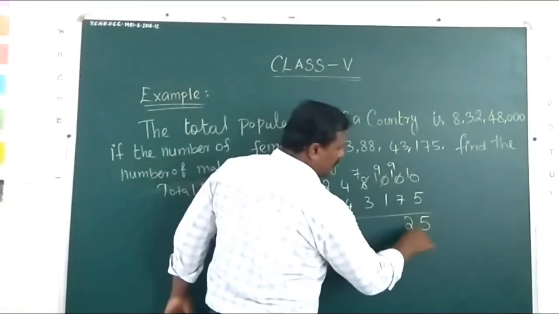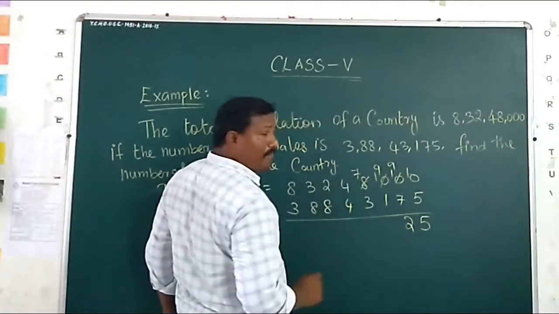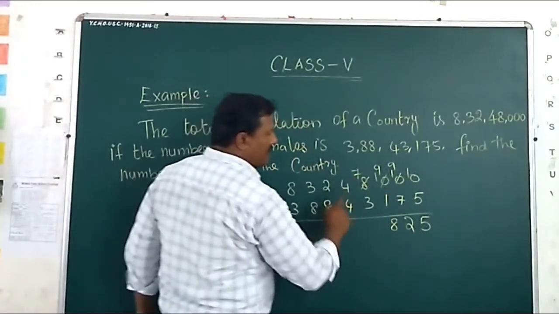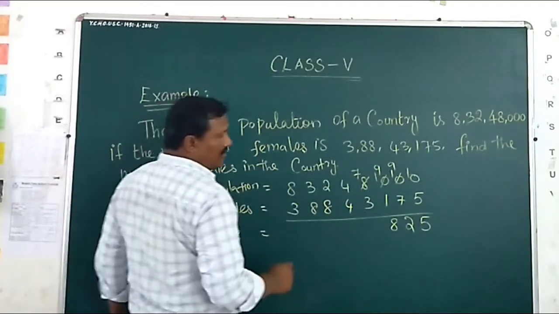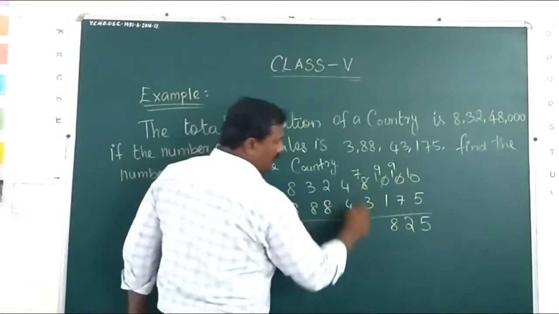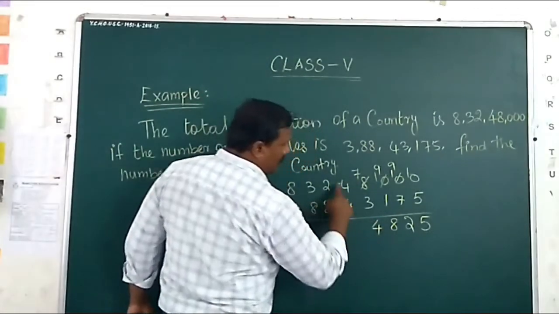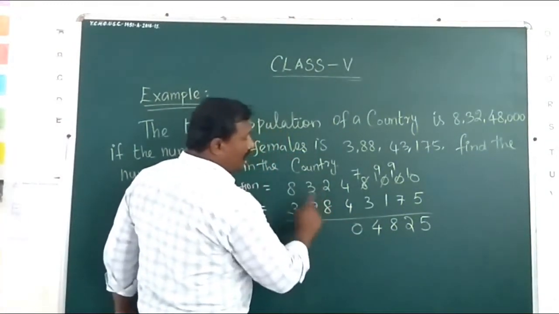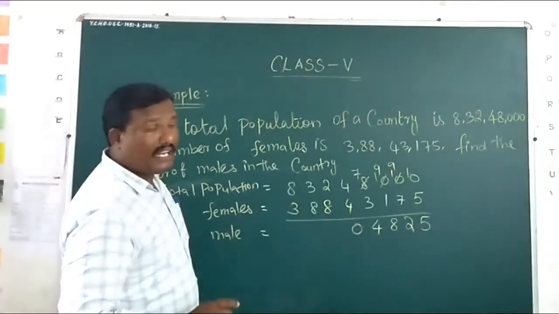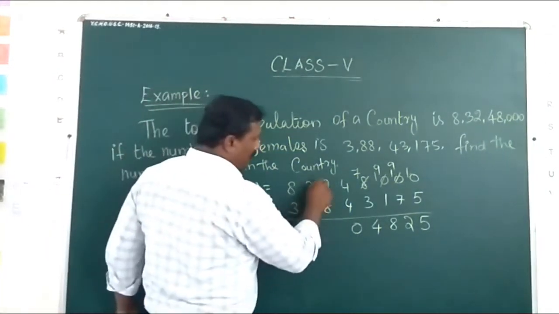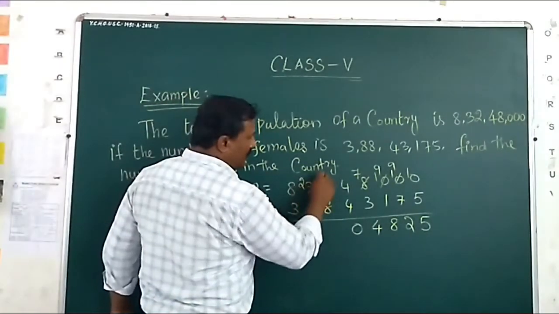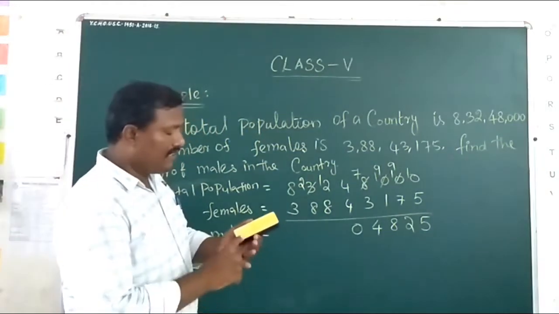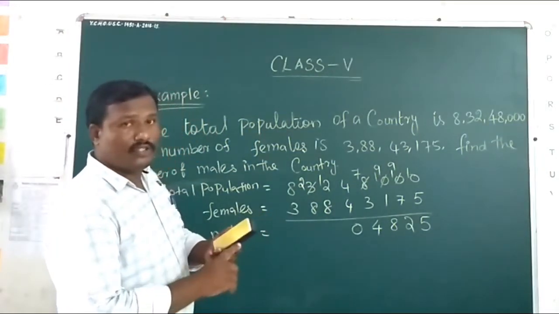Then 9 minus 1, we know, 8. 7 minus 3, 4. Okay. 4 minus 4, 0. 2 minus 8, we can't subtract. So we have to borrow from a nearby number. So it becomes 2, here 12. Then 12 minus 8, 4.